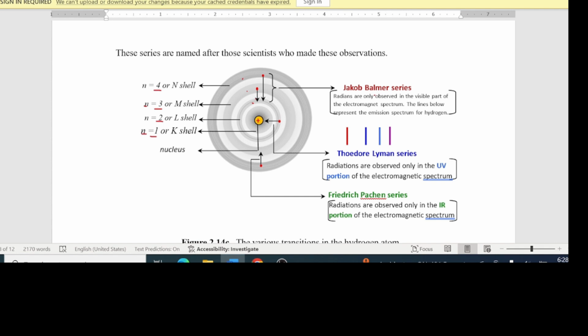That is, when electrons are bumped from the second shell upwards, and when they fall back, you get these spectral lines here that belong to the visible spectrum.